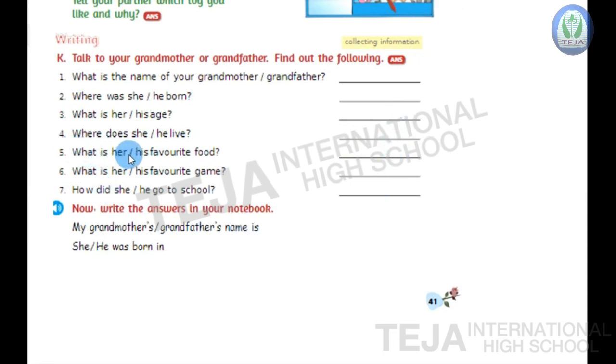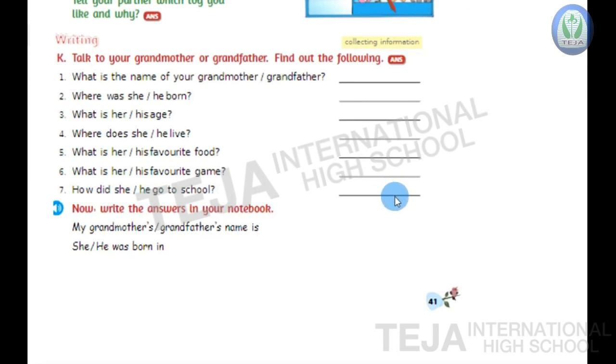Next, you ask what is her or his favorite food, what they like the most. Okay. And sixth question, what is her or his favorite game? You ask them and note down in the blank, children. Write in the blank. And the last one, how did she or he go to school? So how they went to school? Also you ask them and note down in the blank, children.